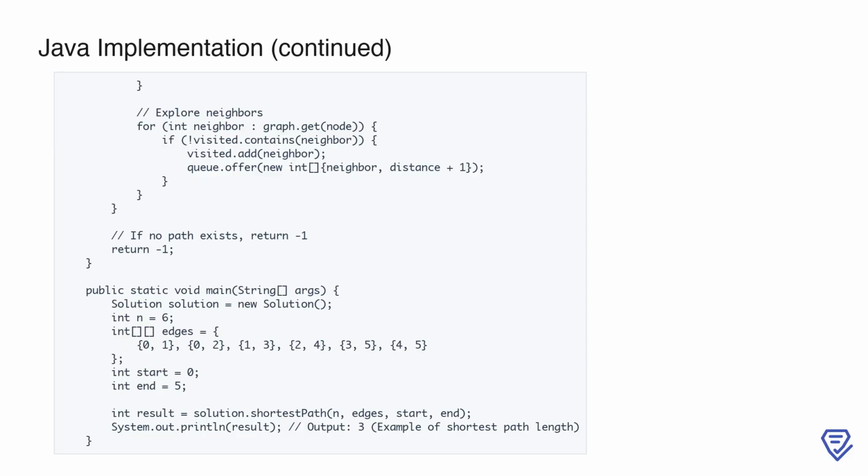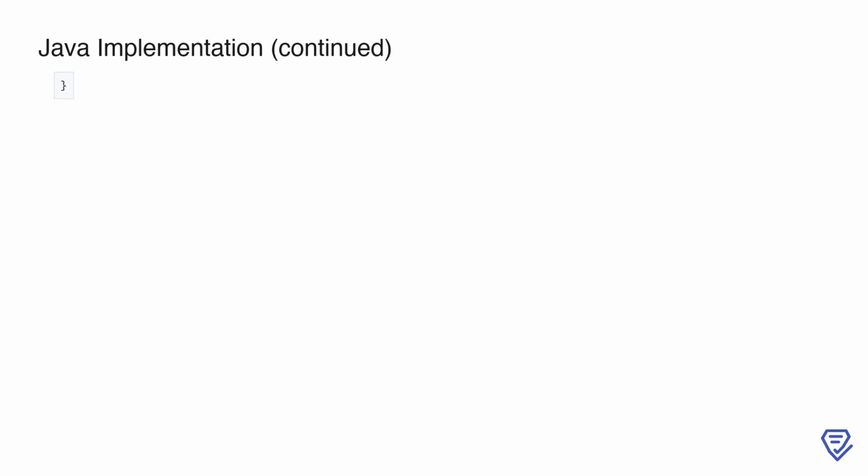Finally, we demonstrate the usage of this method in the main function with an example. Here, we define a graph with 6 nodes and edges connecting them to form a simple structure. The start node is set to 0, and the end node is set to 5. The shortest path method is called with these inputs, and the result is printed to the console. In this example, the output is 3, which represents the shortest path length from node 0 to node 5. With this, the program concludes after successfully printing the shortest path length to the console.